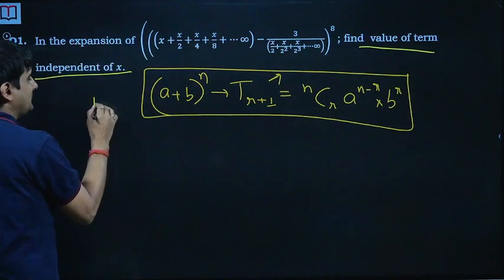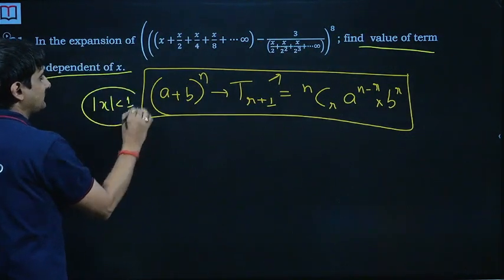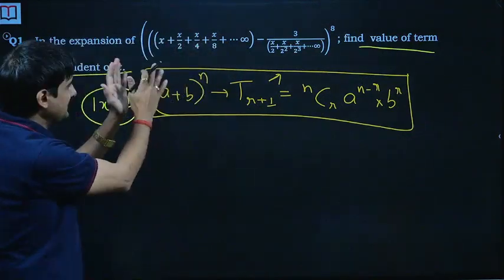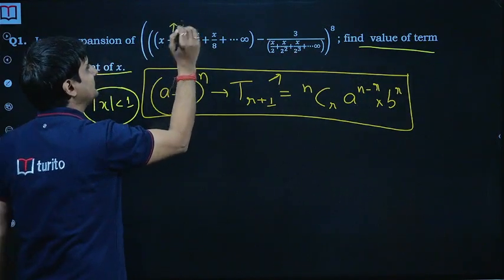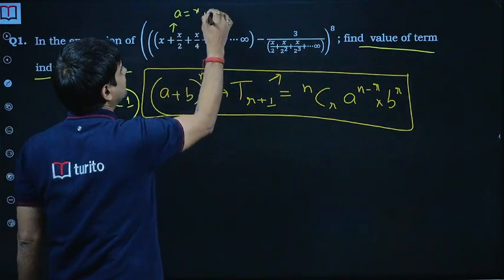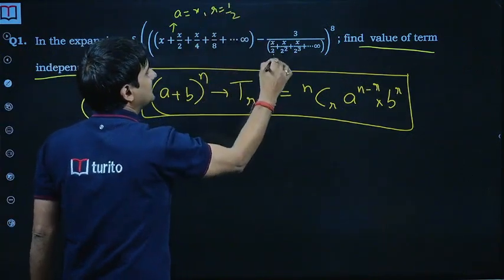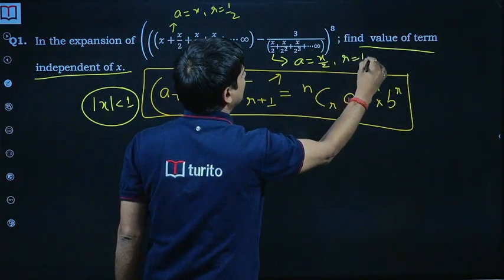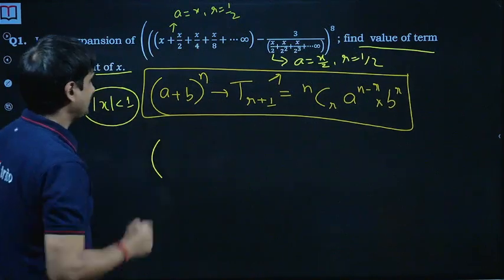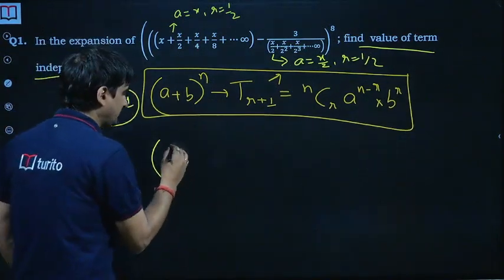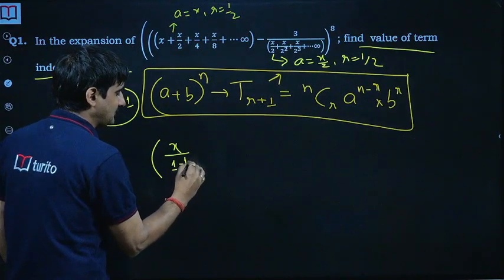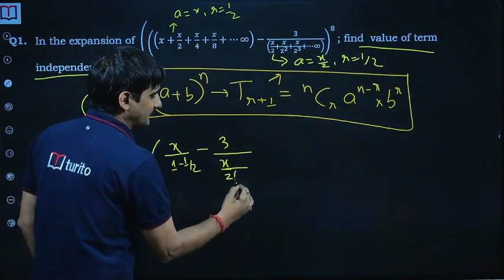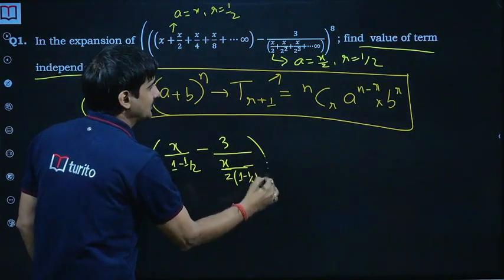Of course, I would have written that mod x is less than 1. I need to write it here. So independent of x. Now see, this is an infinite term GP whose first term is x and common ratio is half. And here again, this is an infinite term GP, first term is x by 2 and common ratio is again half. So if I write the binomial as the first term over 1 minus half, minus 3 times the first term over 1 minus half, raised to the power r.